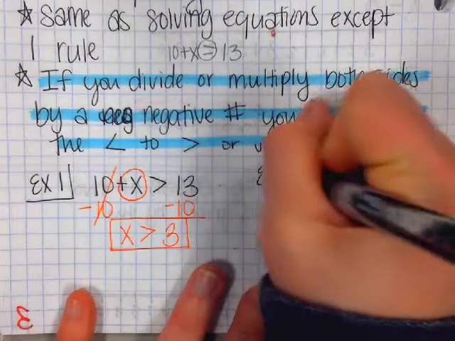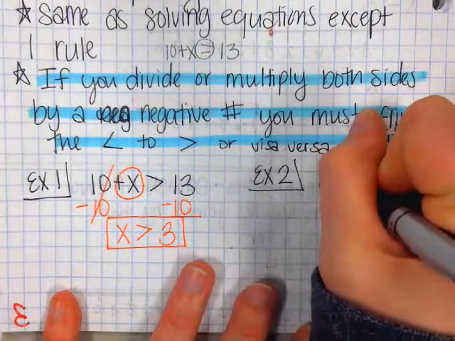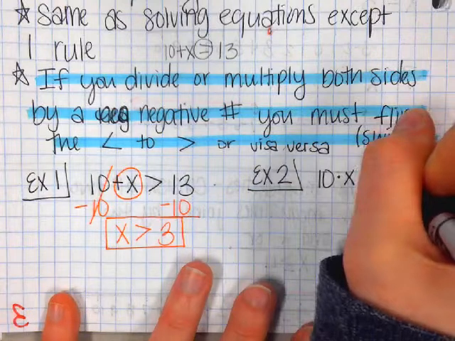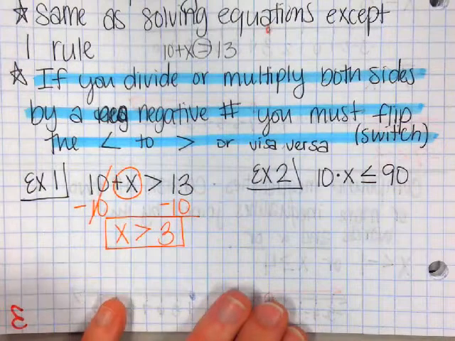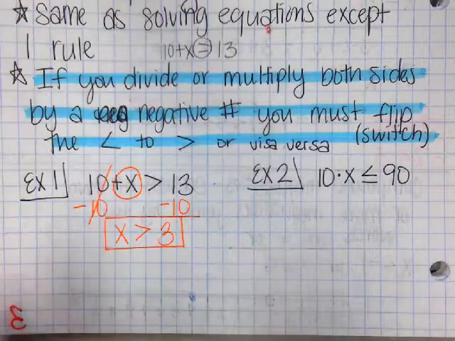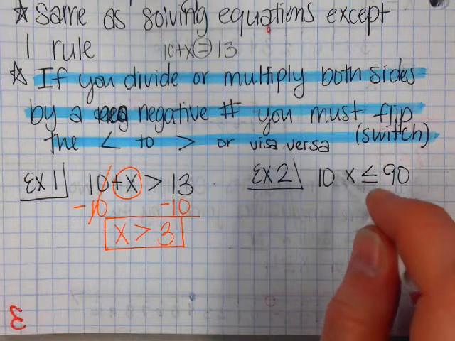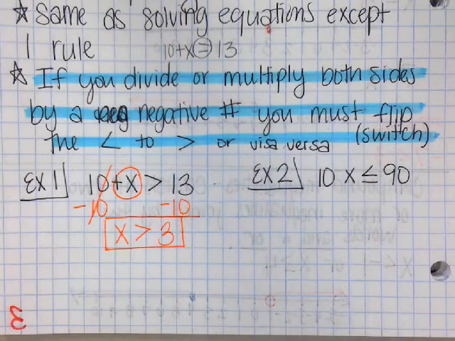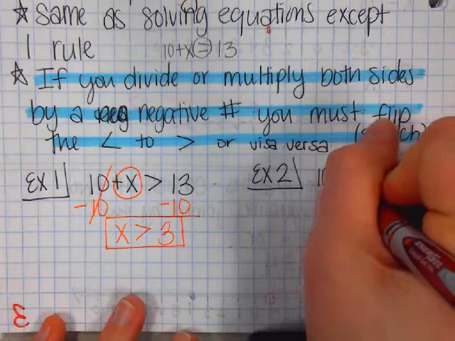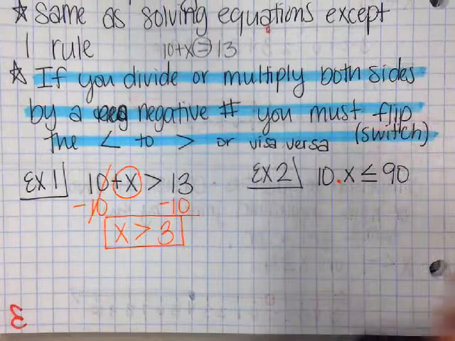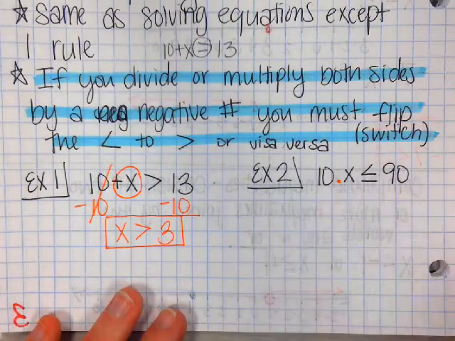Okay? Another example. If I have 10 times x is less than or equal to 90. And I wrote 10 times x, I really should have just left it as 10x. That's typically how you'll see it. So I'm going to go ahead and put white out. But remember, 10 times x, or 10x, is the same thing as 10 times x. That's not a period, that's a times. So 10 times x is less than or equal to 90.